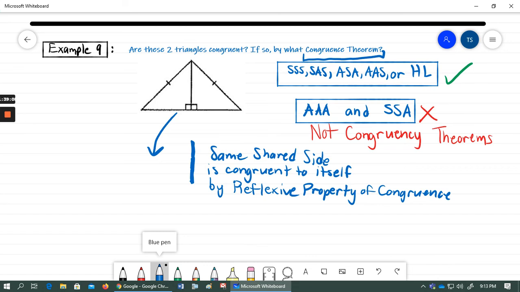Oh, yeah, and I realize how sloppy that handwriting looks, but guess what, folks? I'm going to say it, and if I say it, then you should be able to read what it says. The same shared side is congruent to itself by the reflexive property of congruence. Awesome. That's what that says. I'm not rewriting it. Anyways, this side right here, that shared side in the middle, is congruent to itself.